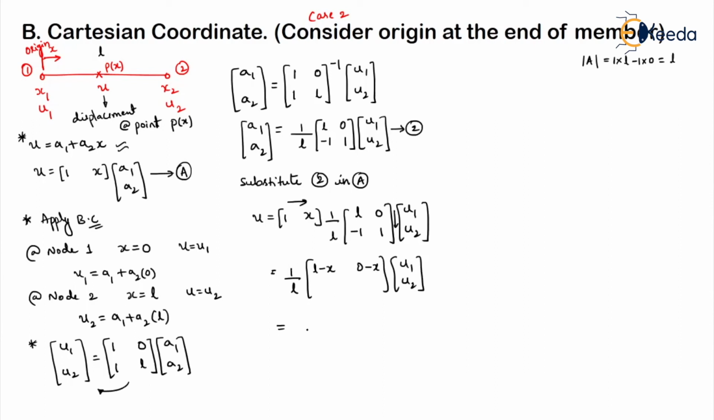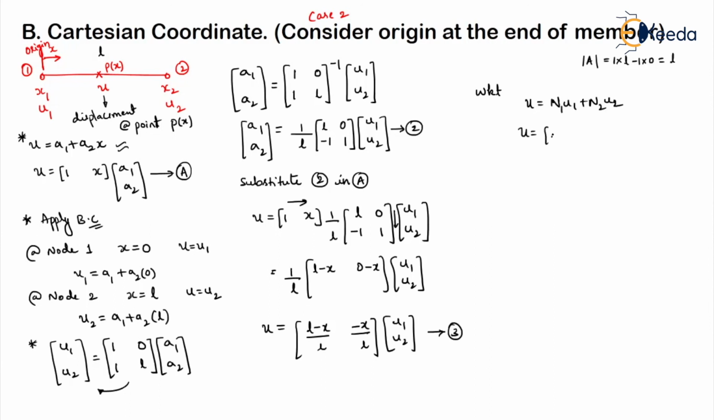Now take this L inside. So what will happen to this? L minus x by L. This will be x by L, [u1, u2]. So call this equation 3. Okay, now we already know that u is equal to what? n1 u1 plus n2 u2. So if you write it in matrix form, it's [n1 n2] into [u1, u2]. We'll call this equation 4.